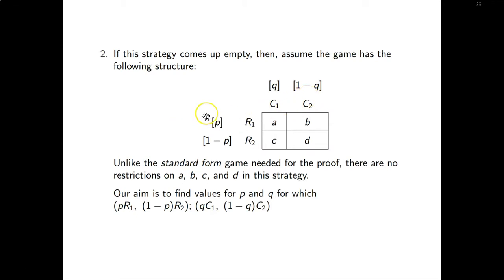Now, unlike in the proof where we were required to put the game into standard form, there are no restrictions on A, B, C, and D in this strategy. They can be positive or negative numbers. They can be greater than or less than any of the other outcomes. So there are no limitations here. There's no need to put the game into standard form to use this shortcut method. And our aim will be to find the values for P and Q for which P R1, 1 minus P R2, and Q C1, 1 minus Q C2, are in Nash equilibrium.